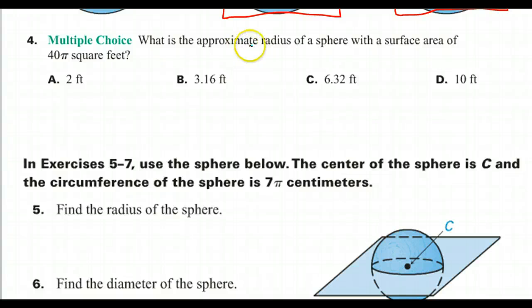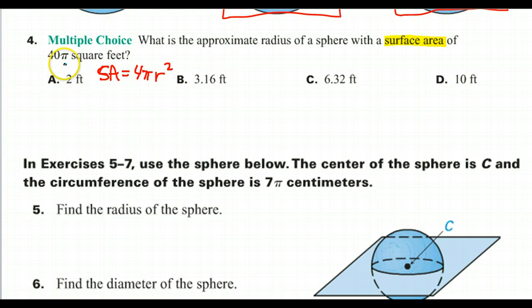Number 4, what is the approximate radius of a sphere with surface area of 40 pi? Look, if they give you some value, substitute it in. Use the formula for that value. So they gave us the surface area, so the first thing you should do is write down the surface area formula. Okay, so what is approximate radius? All right, so in every case, we are doing surface area. So remember, surface area is 4 pi r squared, like we just did.